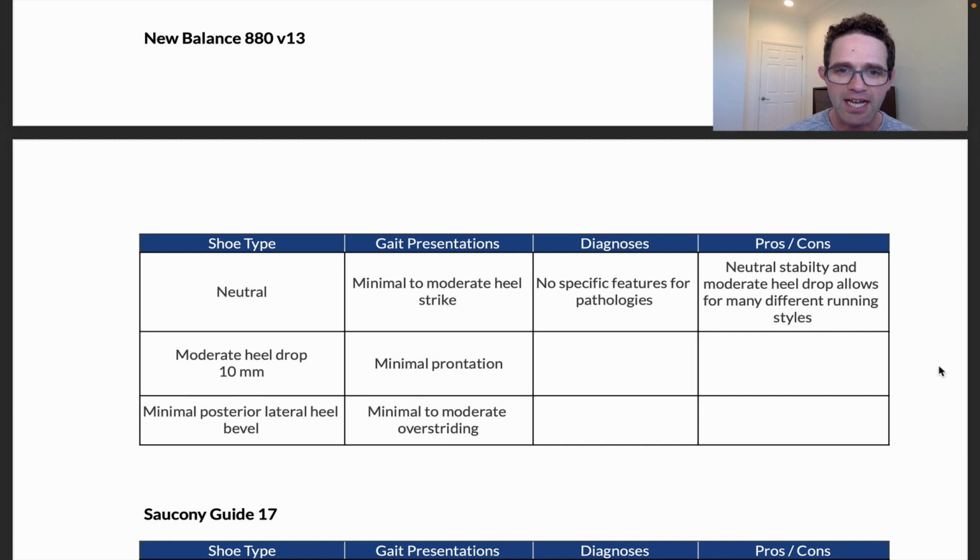And with this shoe, it's going to have gait presentation suitable of minimal to moderate heel strike and minimal pronation as well. Minimal to moderate overstriding would be indicated here as well, because while you do have that high heel drop, you also have a little bit of that posterior lateral heel bevel. So again, you're going to land on the ground a little bit early, and it might help you to limit that overstriding. There's no specific features here that would really cater to specific pathologies, and it's a neutral stability shoe with a moderate amount of heel drop, and it's going to allow for a lot of different running styles.